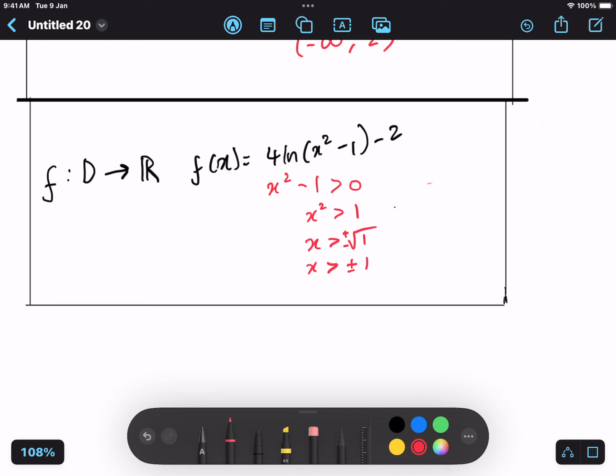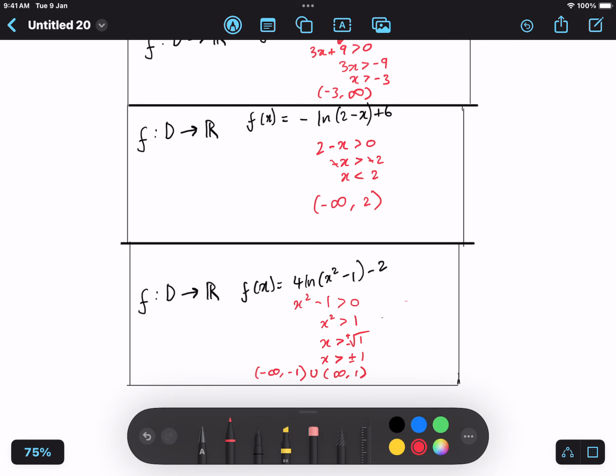So to write this out, we'll have to do, so it'll be negative infinity to negative 1 union 1 to infinity. And that's how you do that question.